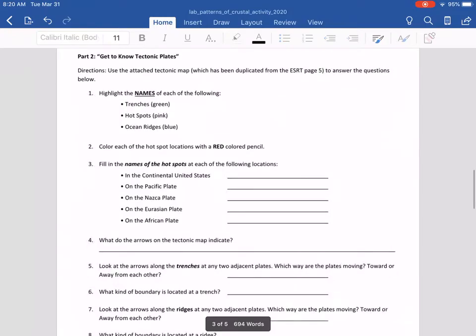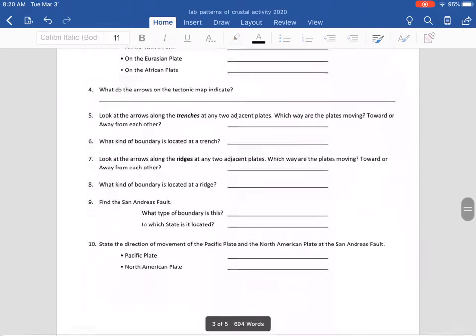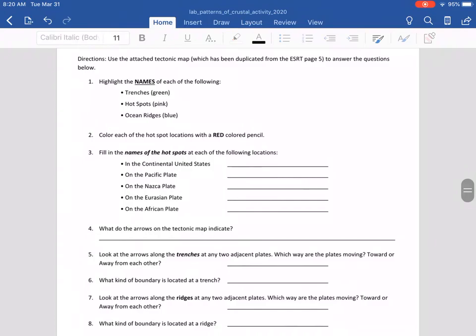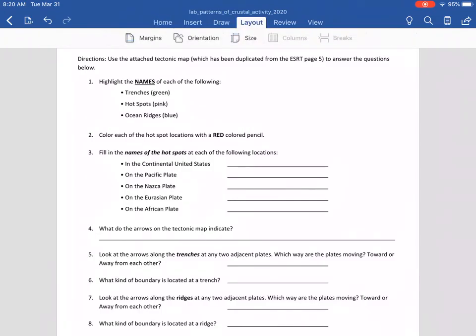Alright, part 2 here is about getting to know the tectonic plates. And so what we're going to start by doing is highlighting the names on this tectonic plates map here. We're going to highlight the names of each of these different features in a different color. So we'll go for green.